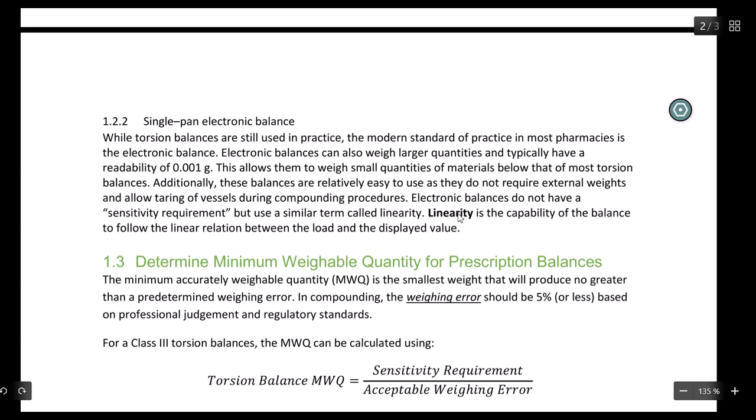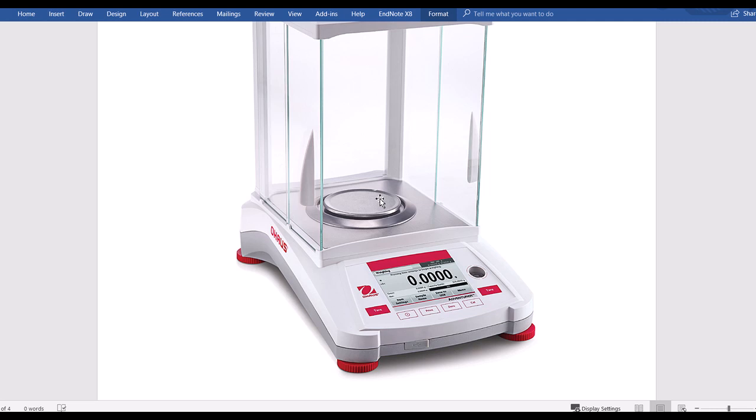Linearity is a value that tells us the capability of the balance to follow a linear relationship between the load and the displayed value. So what that means is that if I was to weigh 1 gram on this balance, and then I put a beaker on there and also weigh 1 gram with that beaker on there, so I am putting weight on it. And if I put a bigger beaker on it and I weighed that 1 gram, how is that 1 gram measurement changing over the span of this balance's capacity? So that's what linearity is looking at.